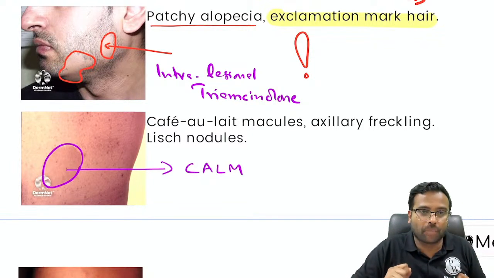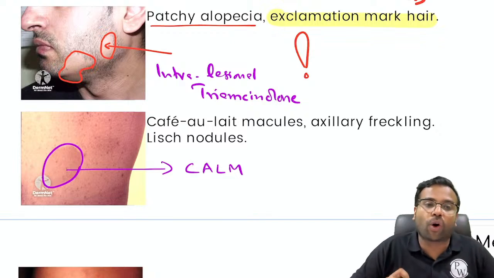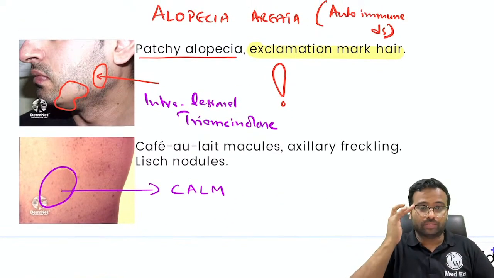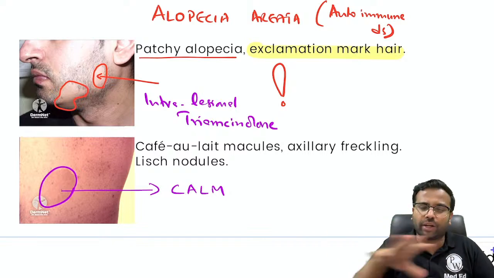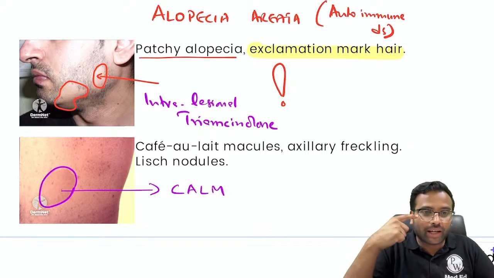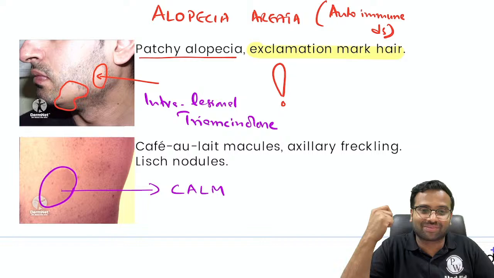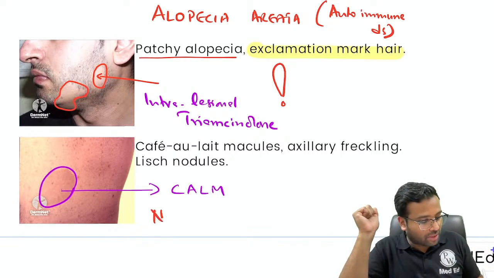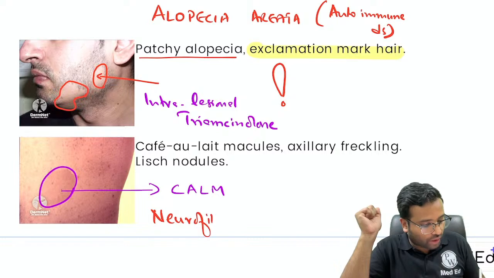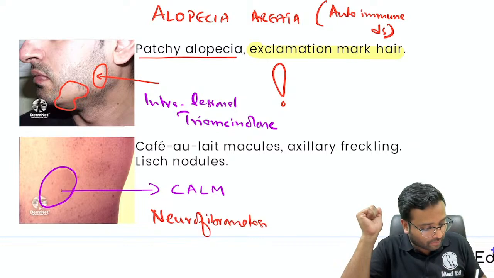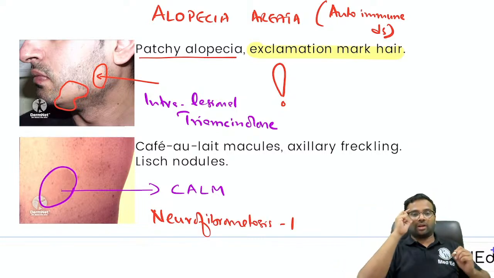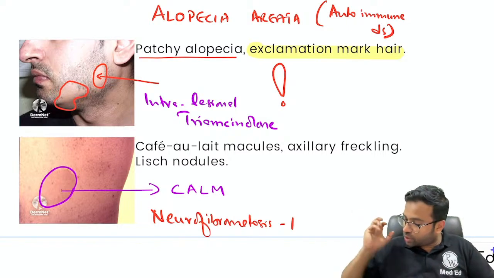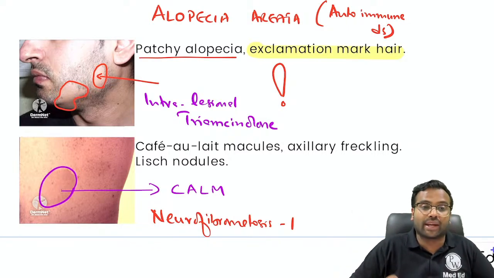café-au-lait macule. Now, where do you find the combination of all these things? Café-au-lait macules, axillary freckling, a very pathognomonic sign, and Lisch nodules. Sir, NF1. Super. This is called NF1. So this can be seen in neurofibromatosis 1. Musaddiq is also answering it right. So this is called NF1.